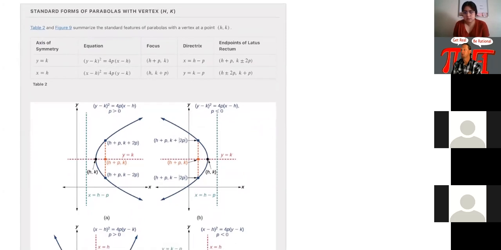Okay? Of course, it's not always going to be centered at 0, 0. So we could have our y squared equals 4p times x, but it can also be shifted by h and k. So everything will be done the same, other than we're now shifting that vertex some direction and going from there.